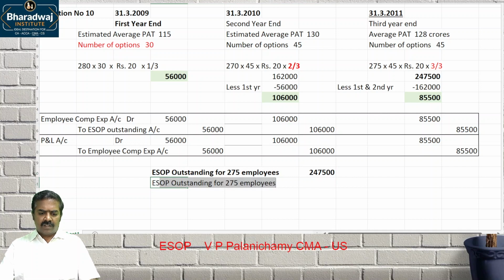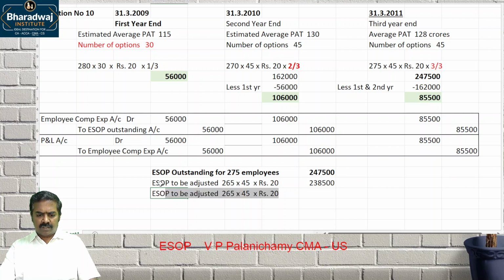Okay. ESOP to be adjusted. How many employees? 265 employees into how many options? 265 employees into 45 into 20 rupees. 2,35,000. 2,38,500. So ESOP to be transferred.